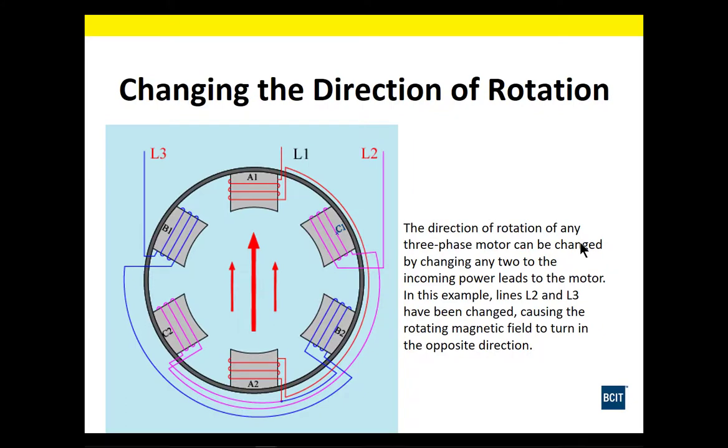Now, what would we do to change the direction of that? It's just a simple matter of reconnecting our line 1 and line 2 to different sets of poles. Shown in the previous slide, we had L2 going to B1. Now we connected L3 to B1 and L2 to C1. What that does is make the cycle of the sine wave, instead of going ABC, now go CBA. As shown, we've changed the direction.